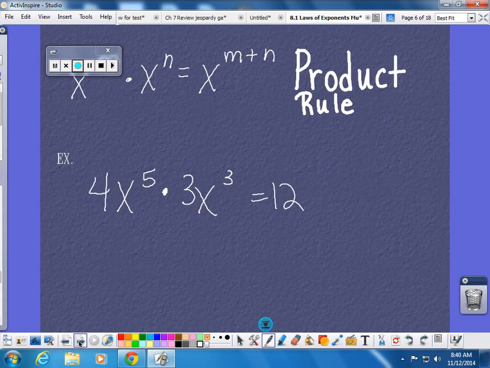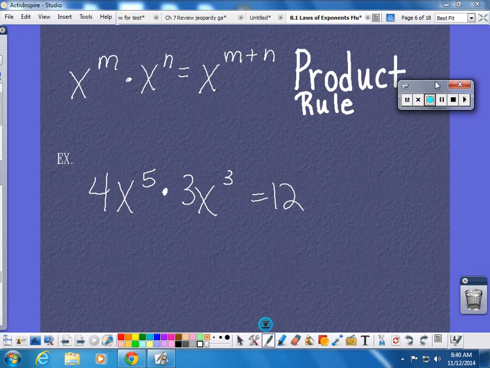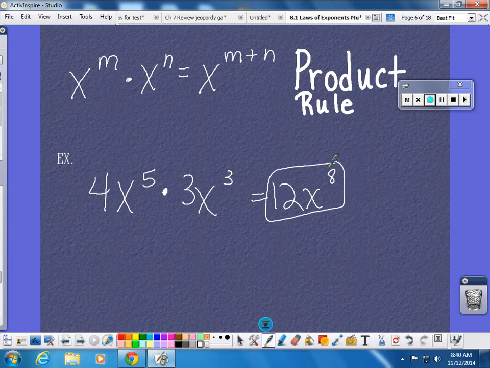Sweet. All right, let's just start off here with the product rule. If you multiply the bases, then you add the exponents. 4 times 3 is 12. X to the fifth times x to the third: the x stays the same, does not change, and 5 plus 3 is 8. So if I have x times x, what would that give me? X squared. Why is that? Because 1 plus 1 is 2, right?